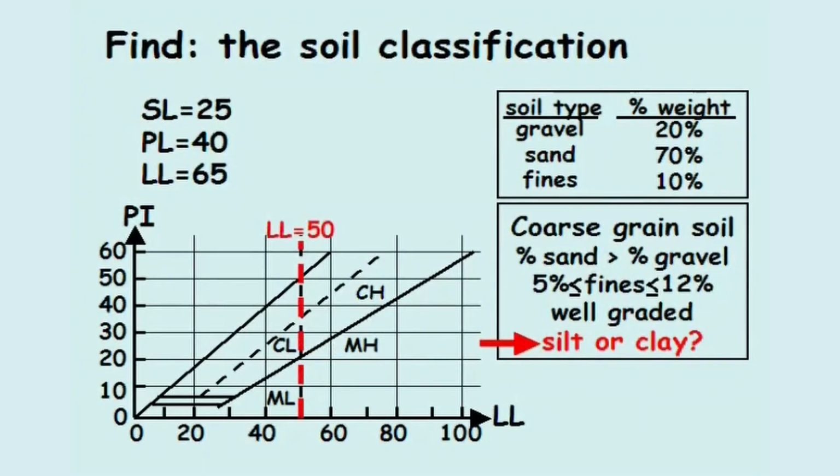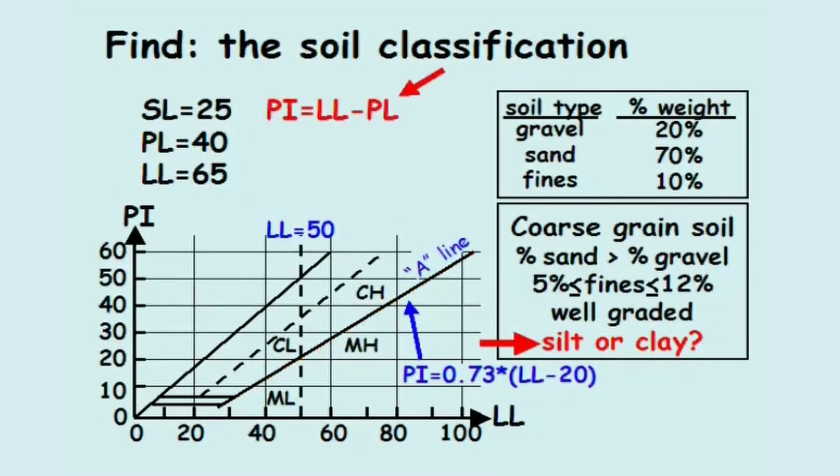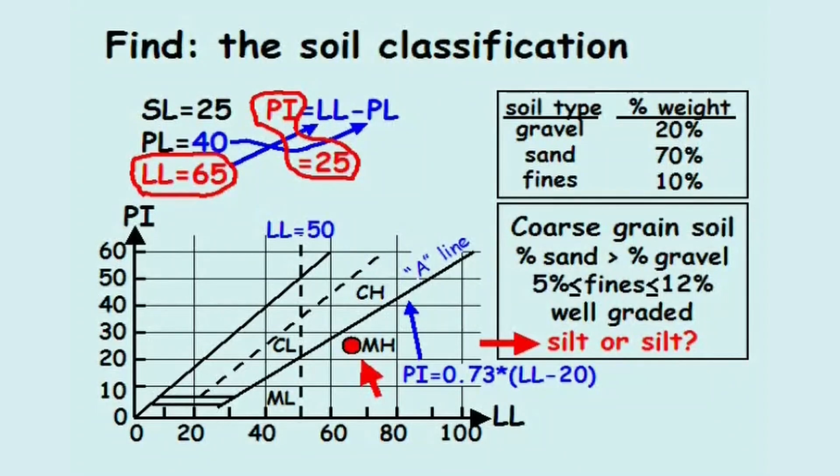The liquid limit value of 50% divides the low and high plasticity soils. The A line separates the clay from the silt, whose equation is shown. The plasticity index is equal to the liquid limit minus the plastic limit, which in this case is 65 minus 40, or 25. The point is plotted and falls in the MH zone, which stands for high plasticity silt.